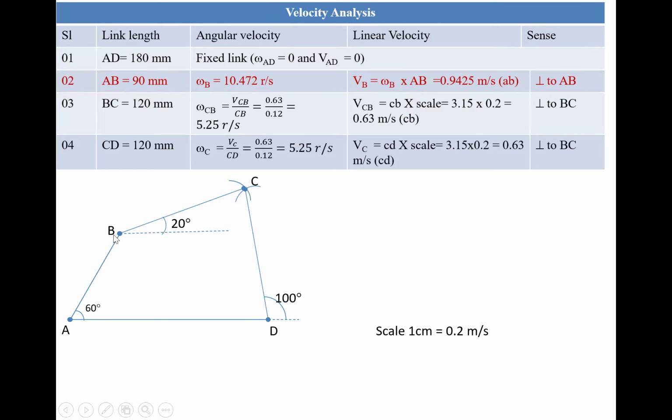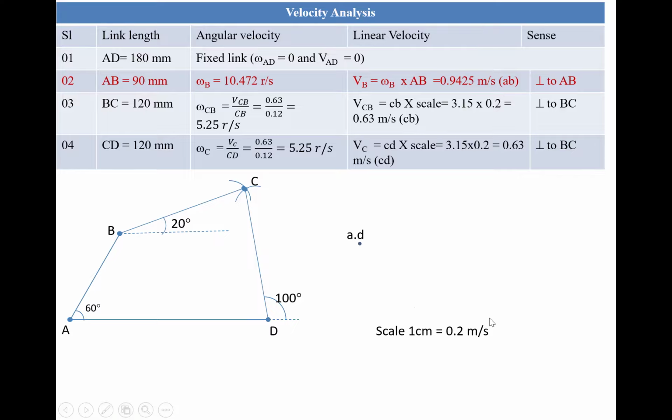The velocity of point B with respect to A is VAB, or we can say VBA. VBA is omega into AB. Omega is 10.47, AB value is 90 mm, that is 0.09 meter. So we find the value 0.9425 meter per second. That is the velocity for length AB. First we will take that 0.9425 meter per second distance. To plot that value, the distance should be visible, so we'll take scale 1 centimeter equal to 0.2 meter per second.